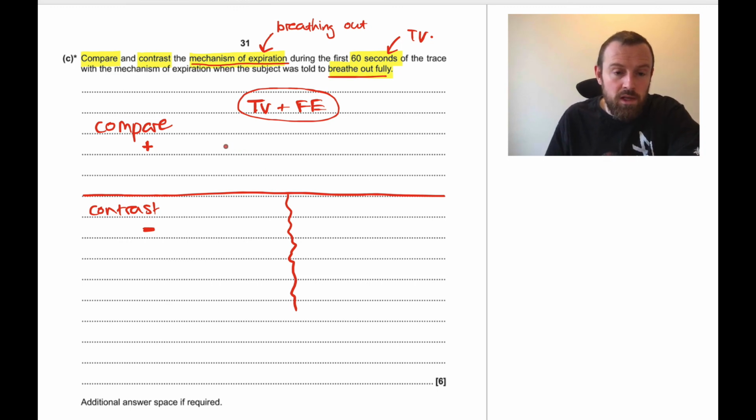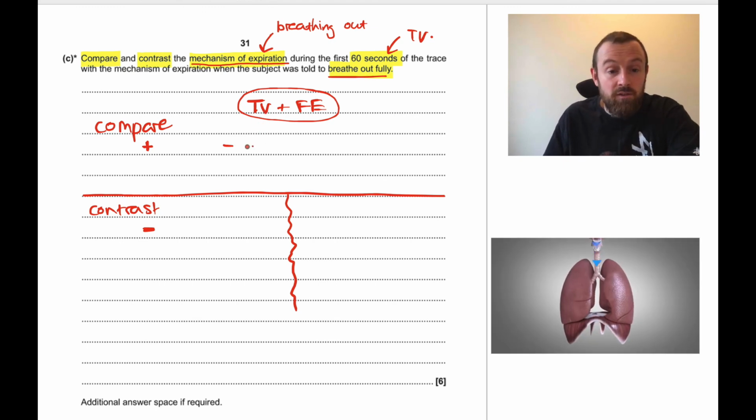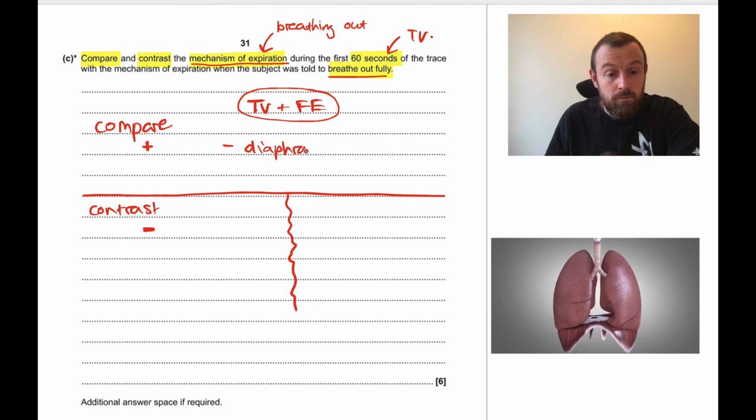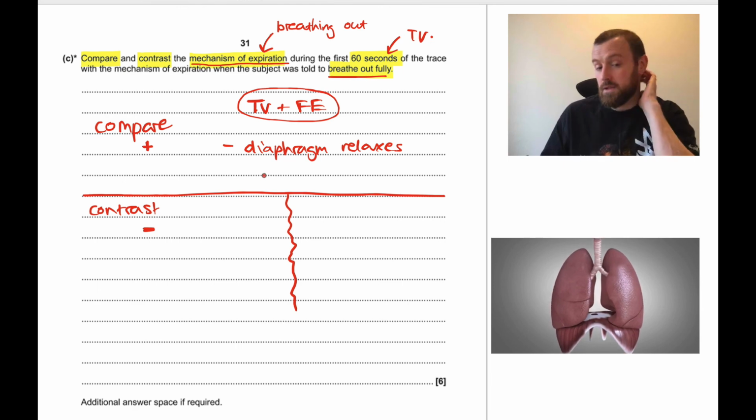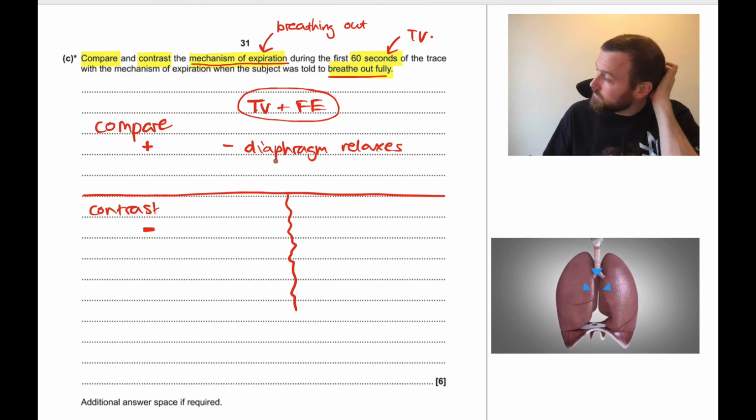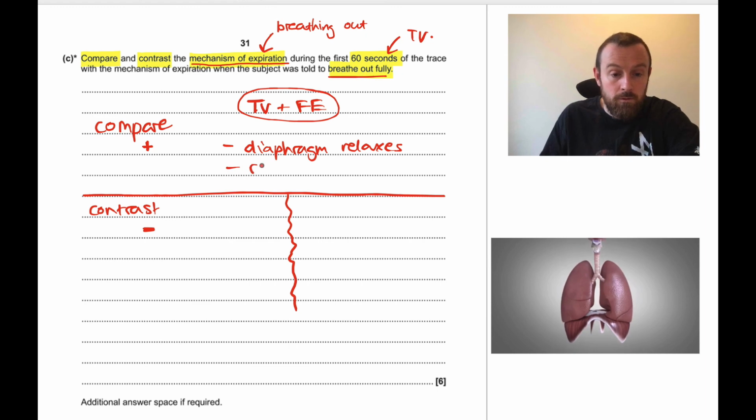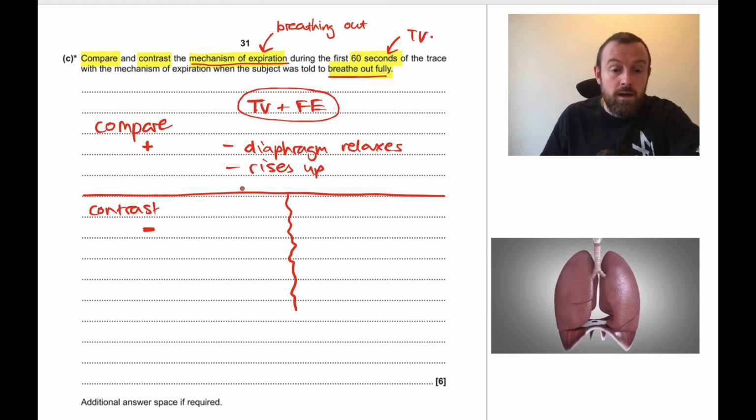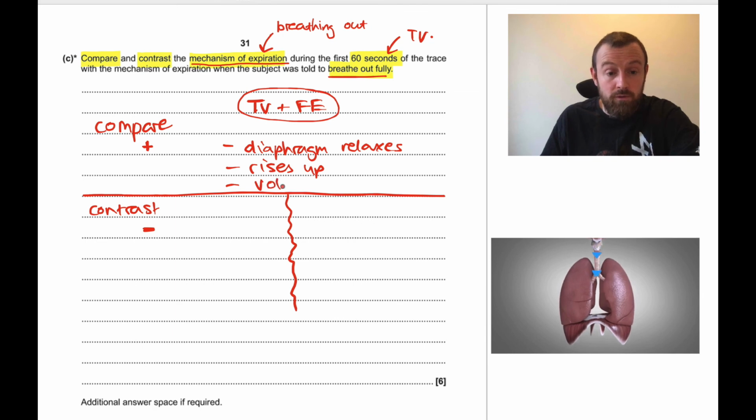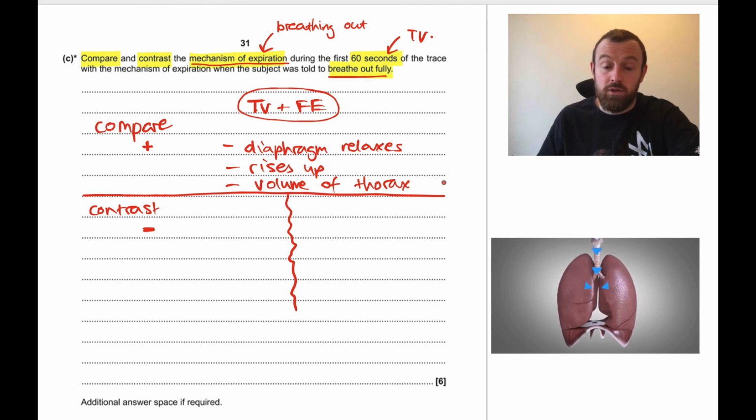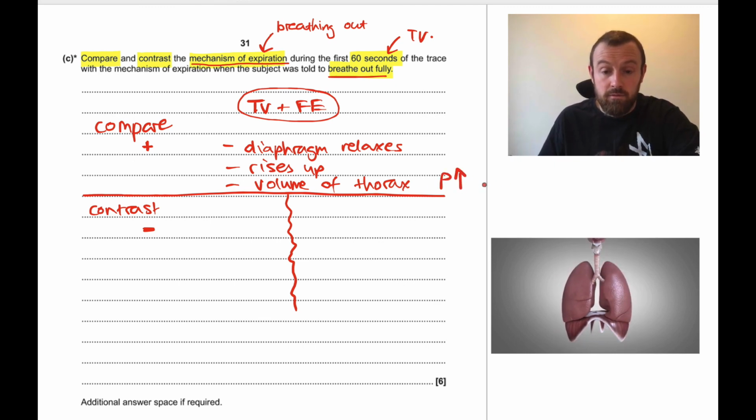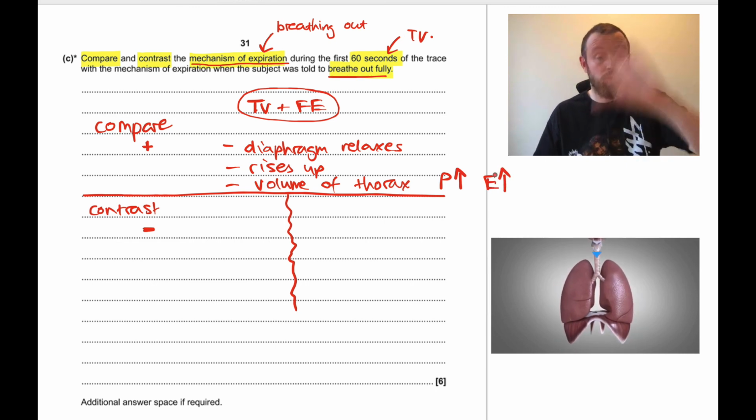Well, when we just breathe out without really pushing, the diaphragm relaxes. And what else happens? And then it rises up. And when it rises up, the volume of the thorax decreases, which leads to pressure rising, and which leads to expiration. Okay, pressure rising and then expiration out.